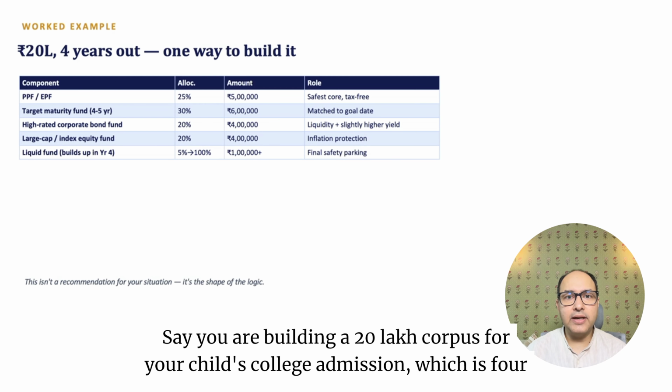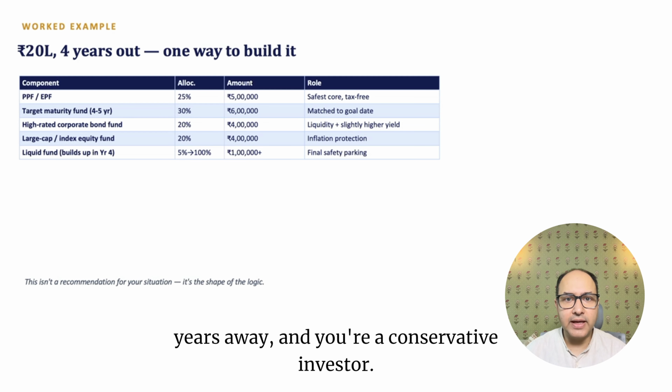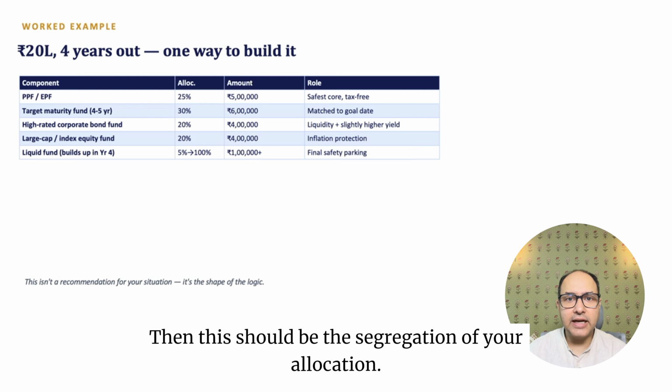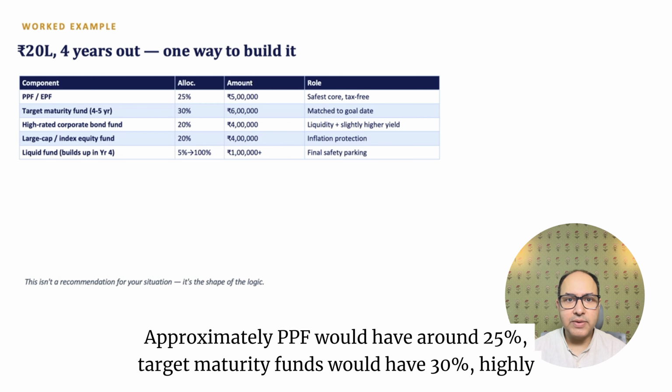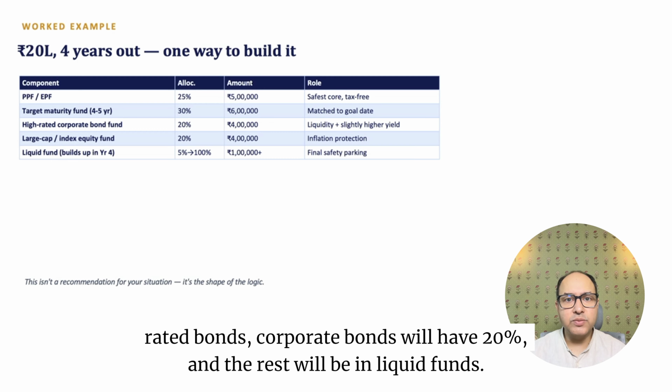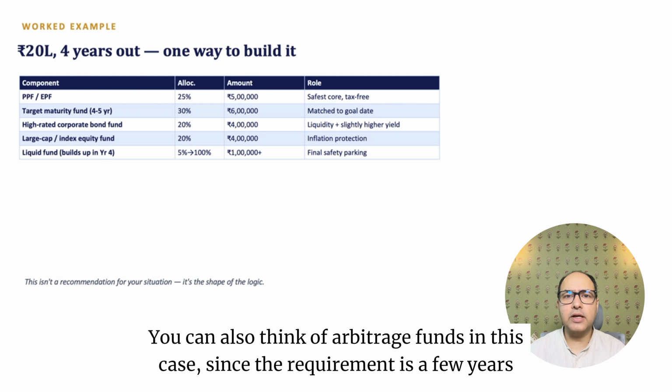Say you are building a 20 lakh corpus for your child's college admission, which is 4 years away, and you're a conservative investor. Then this should be the segregation of your allocation. Approximately PPF would have around 25%, target maturity funds would have 30%, highly rated bonds, corporate bonds will have 20%, and the rest will be in liquid funds. You can also think of arbitrage funds in this case, since the requirement is few years out.